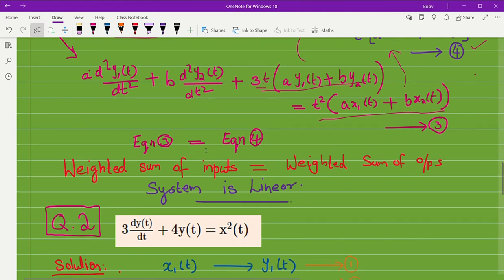That means the weighted sum of inputs is equal to the weighted sum of outputs, so the system is linear. So this is how we need to find out the linearity. We need to check the linearity of the system. Now let us see the second problem. When we do another problem, we will get a clearer idea about it.